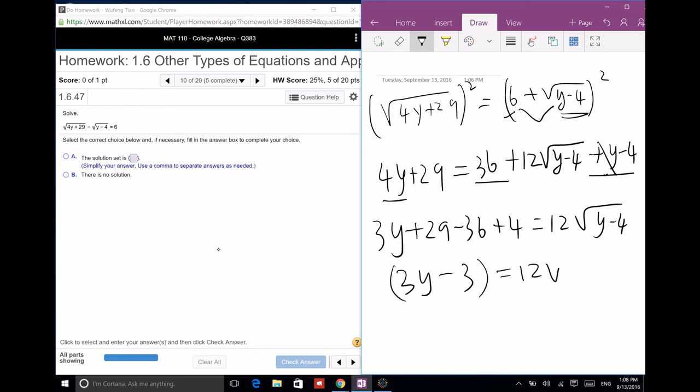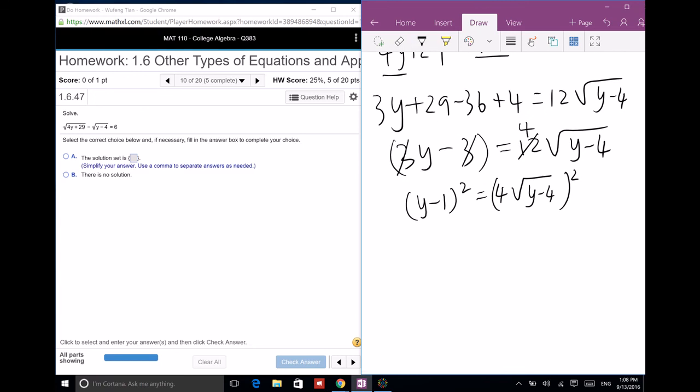I think we have to do one more thing before we square it. So there's a 3 here. 3 divided by 3 is 4. Okay, so it's just y minus 1 squared equals 4 square root of y minus 4, squared. Okay, then you have y squared minus 2y plus 1 equals 16(y minus 4). And then you continue to solve this equation. You can figure it out. Okay, type it in. That's it.